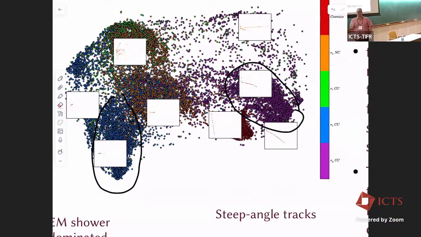So we want to do event by event. Yeah, that's what we want. Right now, we did try a convolutional neural network event classifier and got something like a 30% efficiency for event-by-event selection for tau neutrinos. But that's not quite as good as we would like it to be.